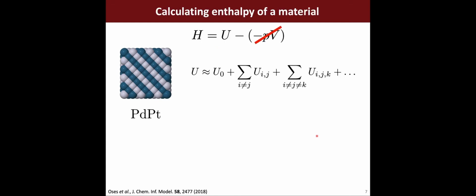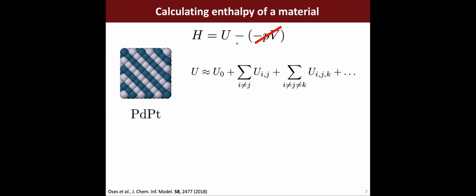How do we calculate the enthalpy of a material? Well, enthalpy is the internal energy plus the pressure-volume term. We're going to ignore the pressure-volume term, ignoring temperature and pressure, because we're doing density functional theory calculations, and these are really ground state calculations. We can do our calculations at particular pressures and at particular temperatures, but the majority of the database is really constructed with density functional theory calculations, which were performed at zero pressure, zero temperature.